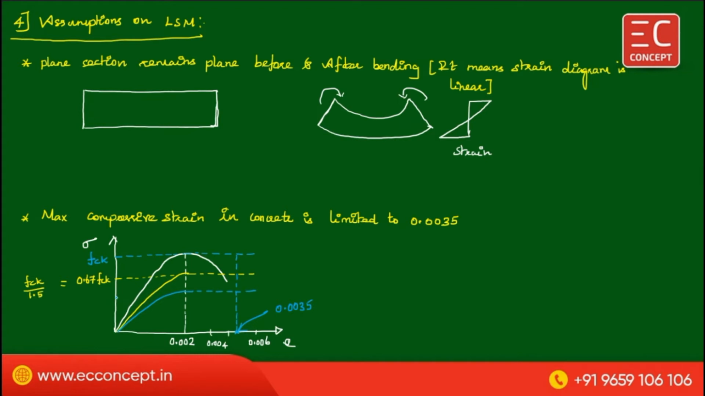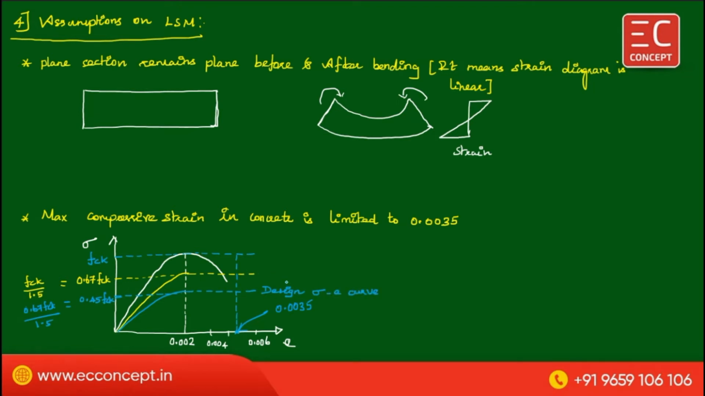And this value, after considering the factor of safety, is equal to 0.45 fck, and this value is 0.67 fck divided by 1.5. After considering the factor of safety, you will get this one. This is our design curve. So we can write, this is the design stress versus strain curve.